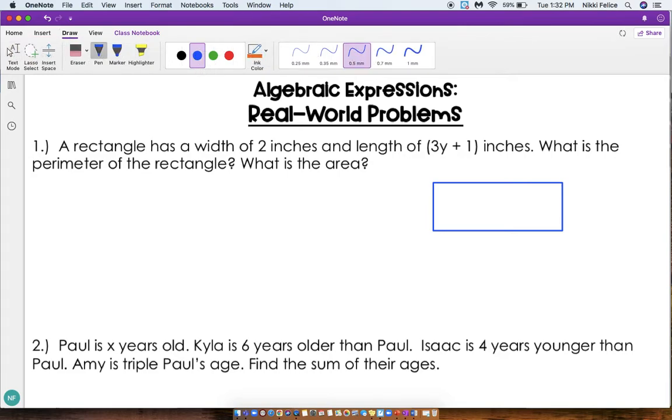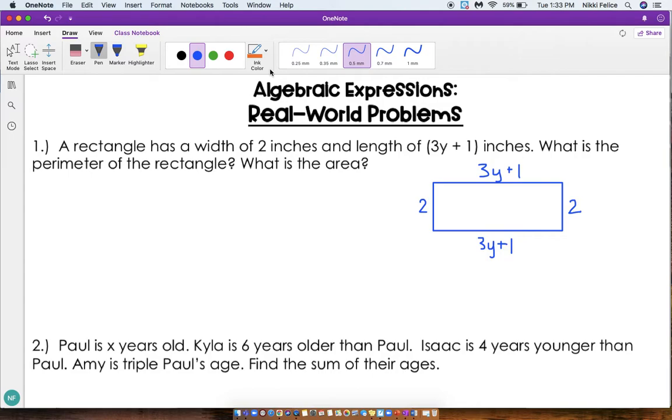So again, it said the width is 2 inches, so I will label the width with a 2, and the length is 3y plus 1 inches, so I will label each length with 3y plus 1, and again 3y plus 1. Okay, so here's my rectangle. I have all 4 sides labeled.